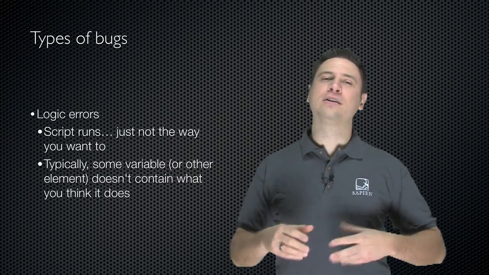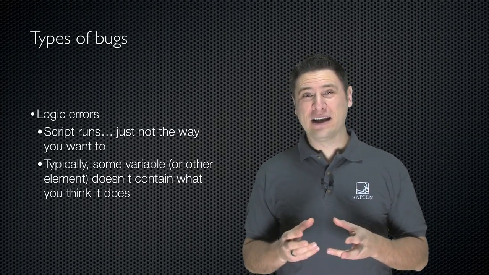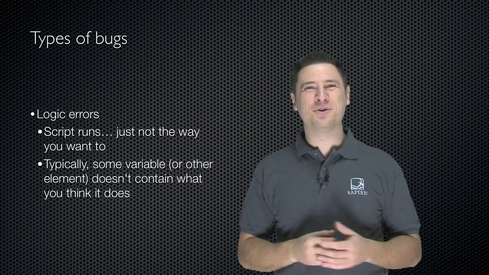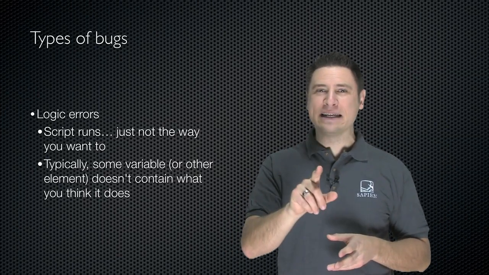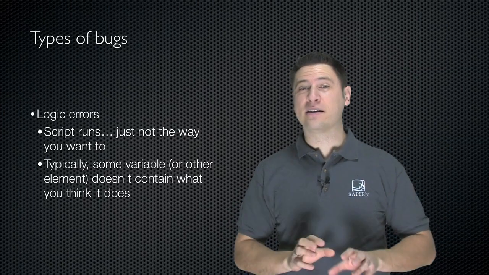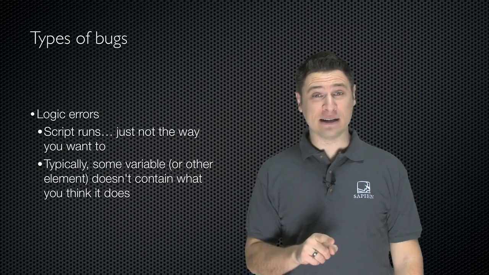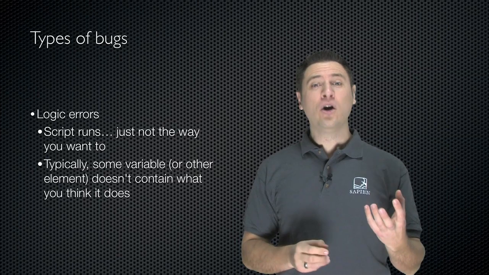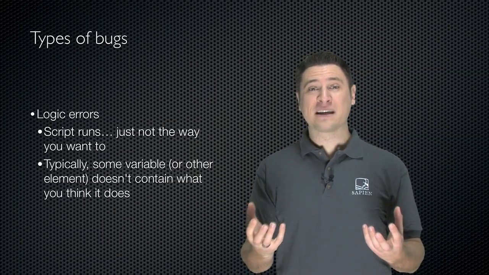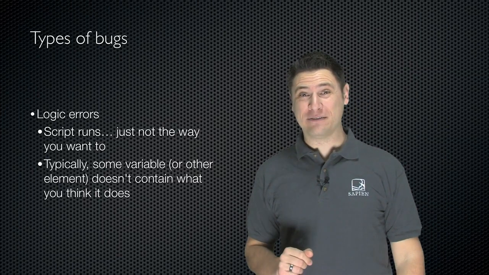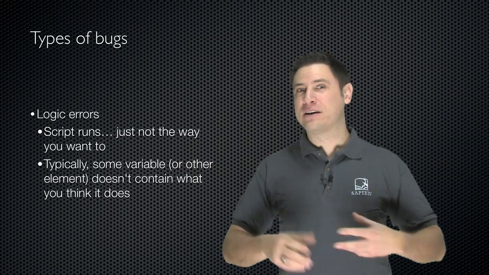The other type are a little tougher. These are logic errors. And with a logic error, your script runs fine, it just doesn't do what you want it to do. Typically, and here's a big secret trick that nobody knows, the reason for logic errors is usually because either a variable or an object property contains a value other than the one you were thinking of. And that made something go different.